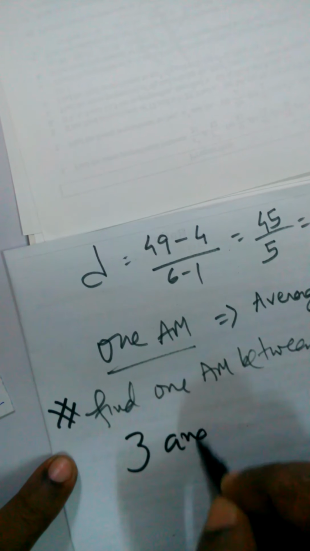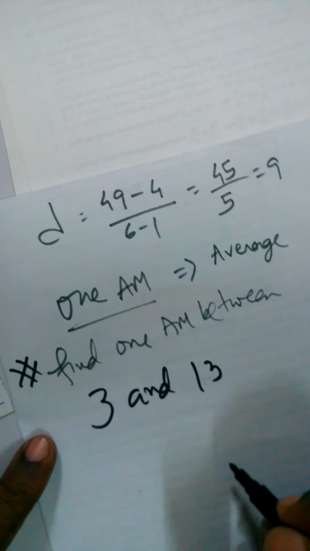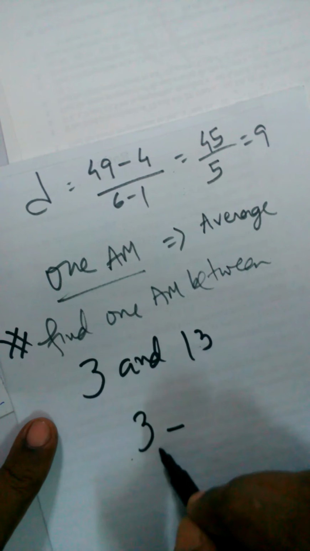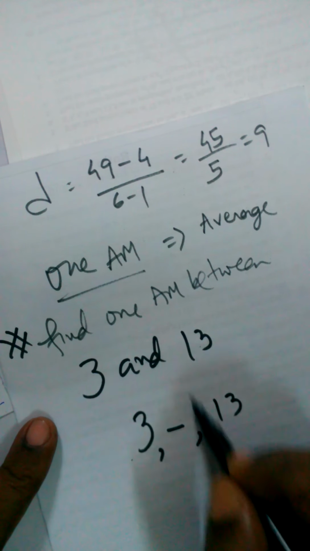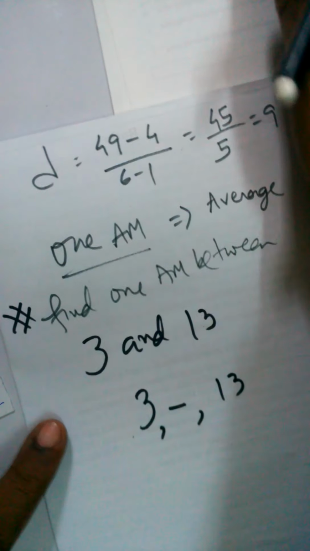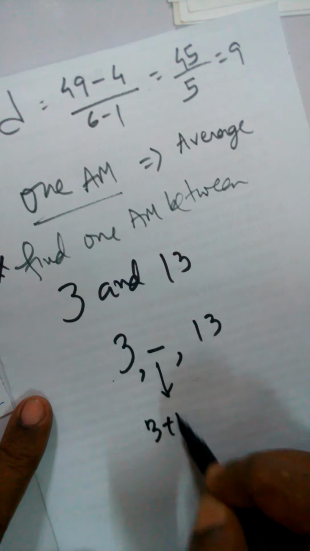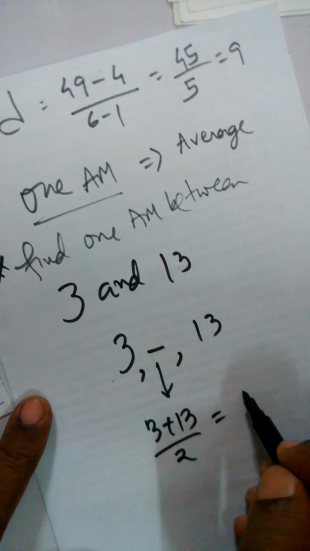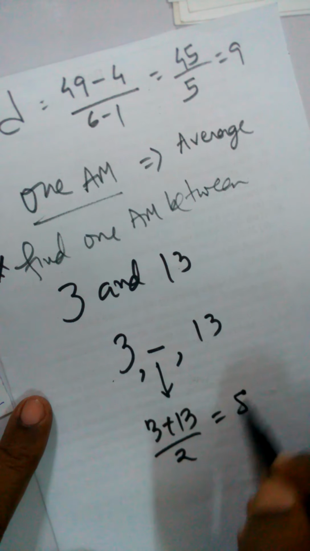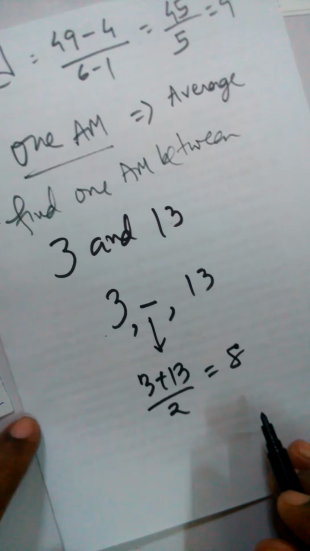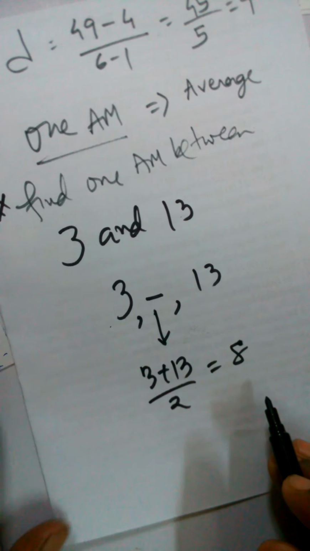3 and 13. Then the task is very easy. 3, then dash, then 13. This is the missing number between 3 and 13. Very easily we can find out. That is (3 + 13) divided by 2, and the answer will be 8. So this is the concept, we don't need to find out D here.